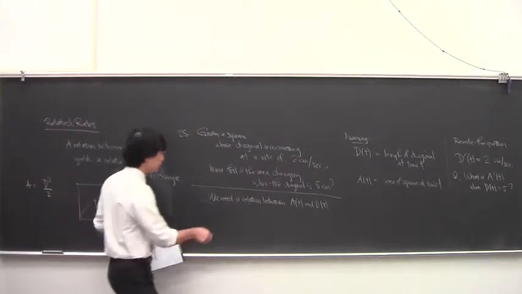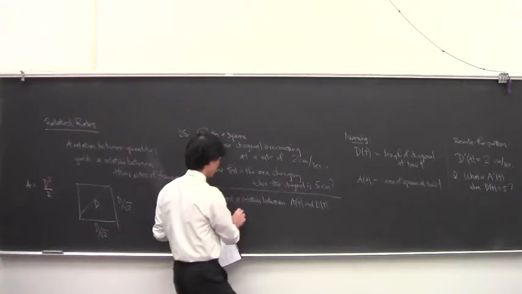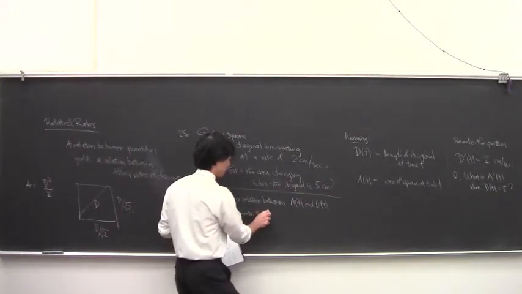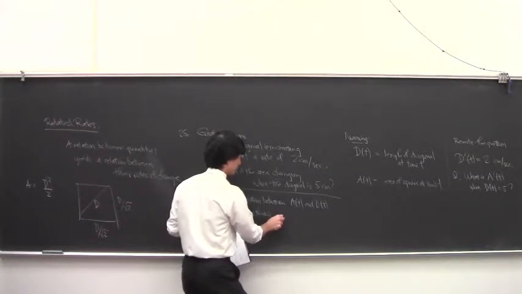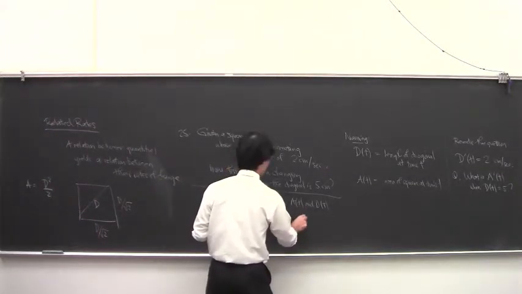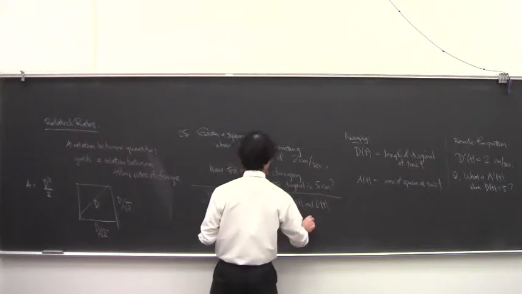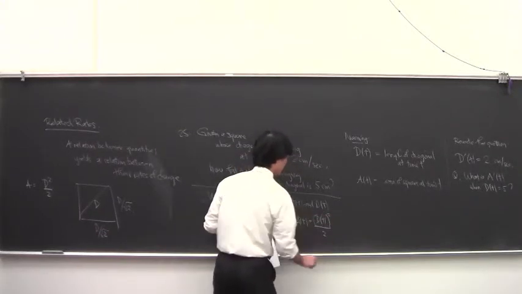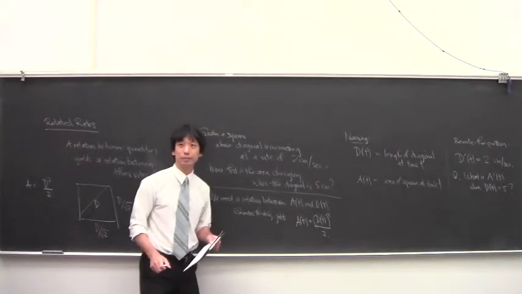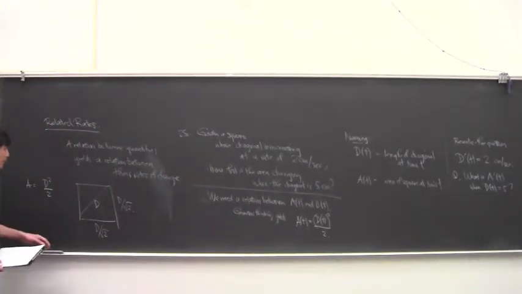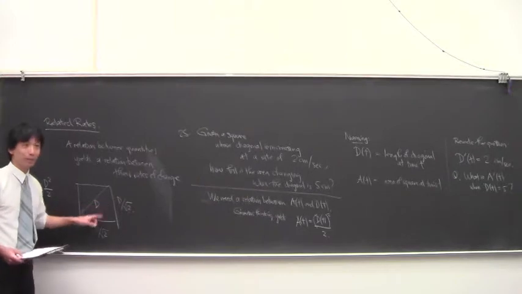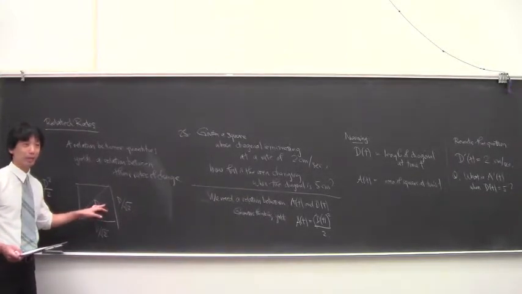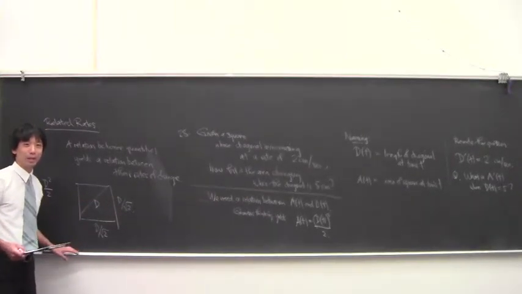So some geometric thinking yields that the area A is d squared over 2. This is actually a famous question. Is there a relation between the area and the diagonal?